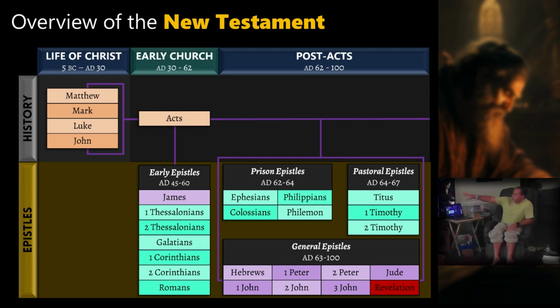And also, I want to highlight that the historical books up there, I'm not saying that those are when those books are written. I'm just saying those are when the events of those books take place, right? We'll talk about when they were written later on.